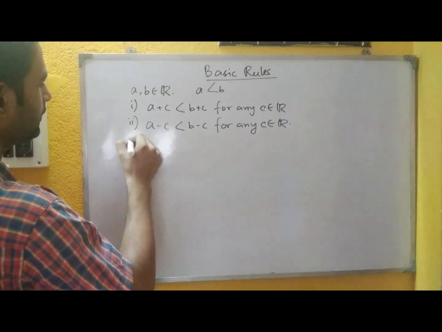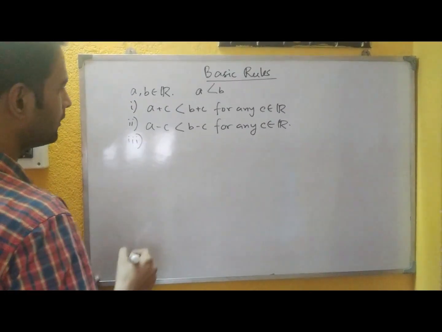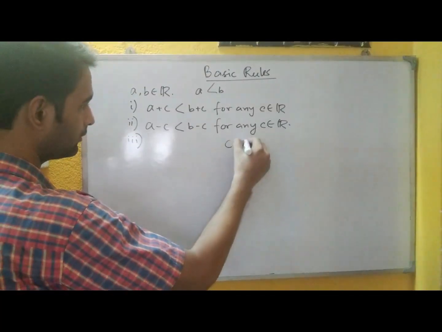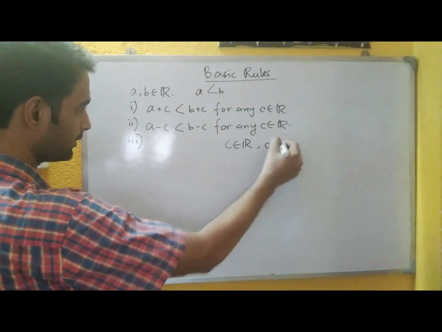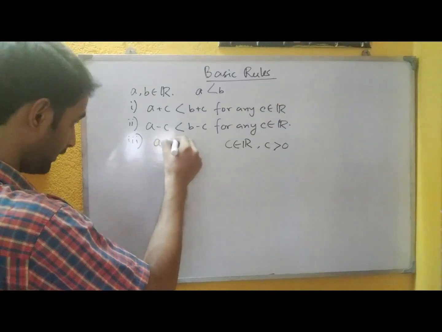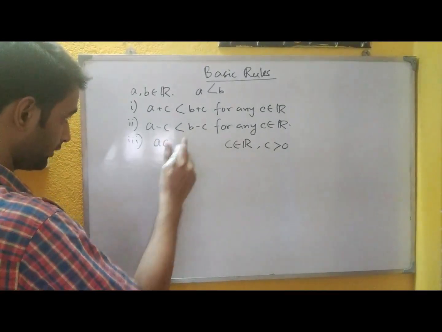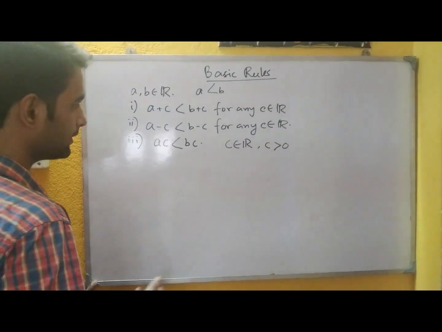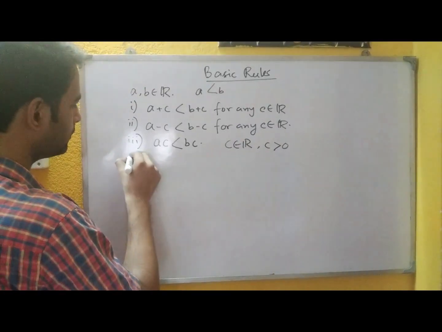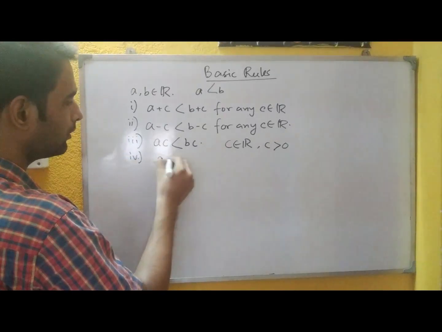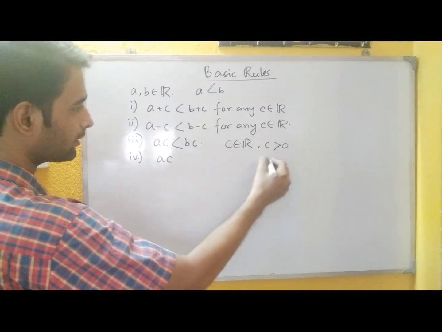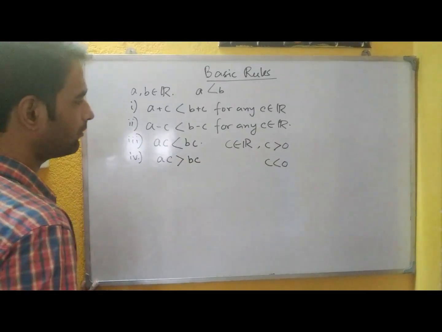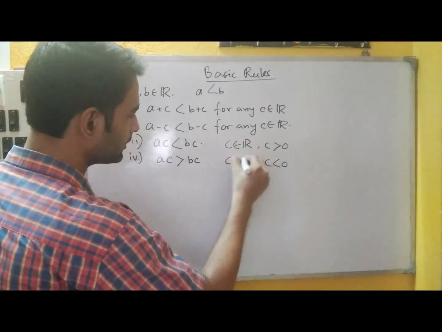The number 3 is with multiplication. Suppose we have a positive real number, c belongs to R and c is greater than 0. Then multiplying this number on both sides will not change your inequality. It will remain AC less than BC. And if you multiply by a negative number here, then your inequality will change and it will become AC greater than BC.